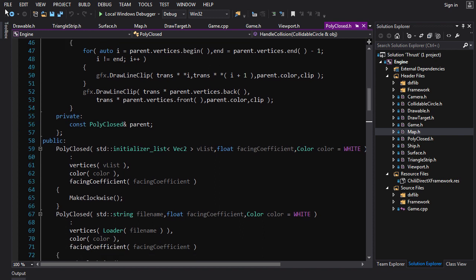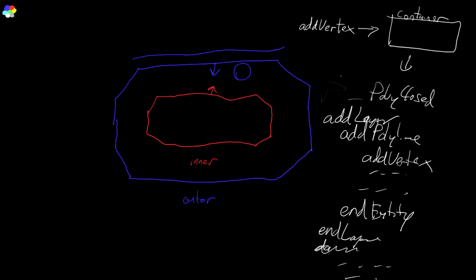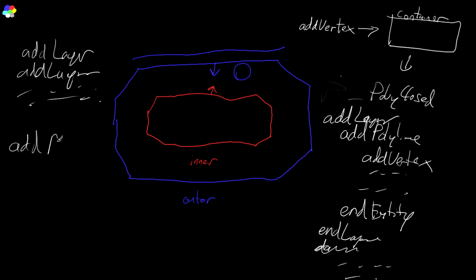Why is this thing not working the way we want it to? Because I had assumed that the loader worked in one way, and in fact, it worked in another way. And the way it works is this. You enumerate all the layers first, add layer, and so on. And then you start adding your entities. So add polyline, add vertex, and end entity.